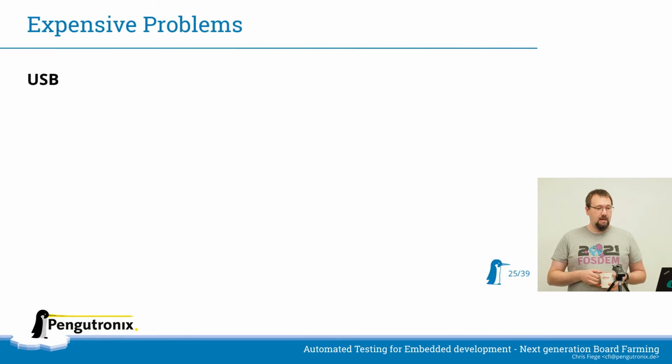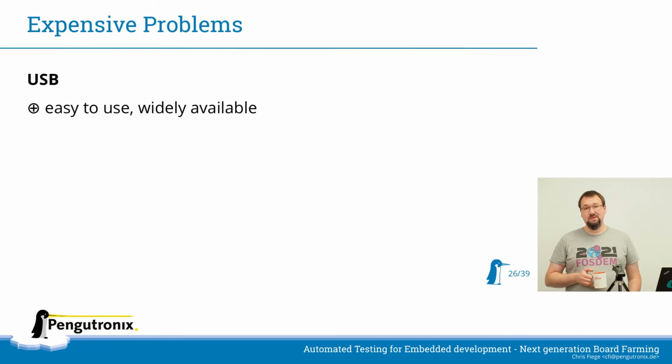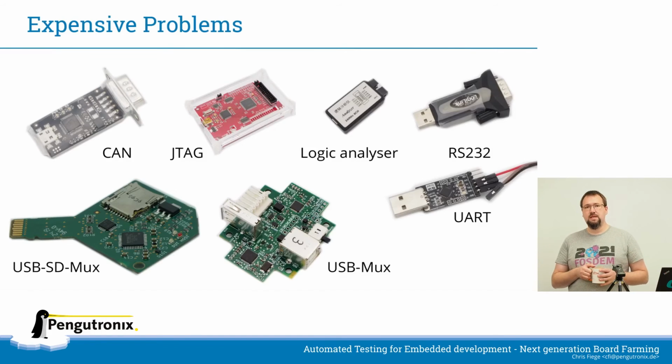USB. USB is easy to use, and it's widely available. You can find a lot of USB devices that solve problems for you. Just a few out of our lab. From top left's beginning, that's a USB to CAN interface, if you need the CAN bus connected to a single device under test. You sometimes need a JTAG to, for example, flash a CPU or recover from some deep failures or do debugging. Logic analyzers if you want to trace out some logic signals, RS-232 and UART interfaces because, well, you just need them.